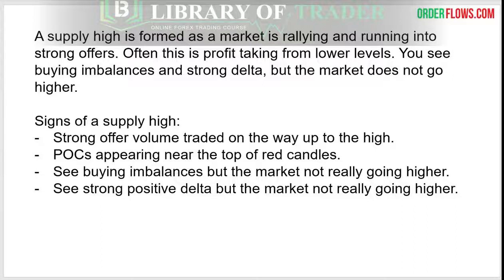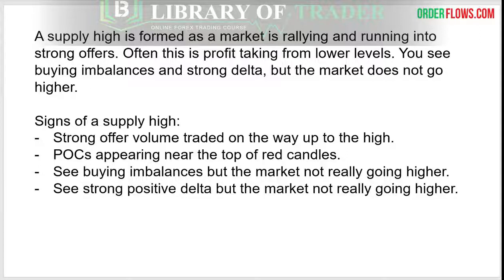A supply high is formed as the market is rallying and running into strong offers, right? Why? Because this is often profit taking from lower levels. Right? You see buying imbalances and strong delta, but the market does not go any higher. So it's the signs of a supply high. This strong offer volume traded on the way up to the high.